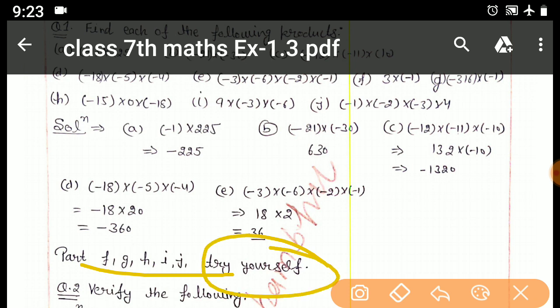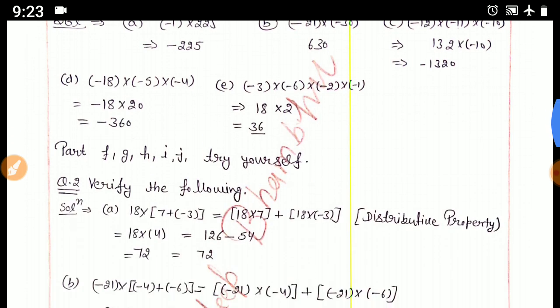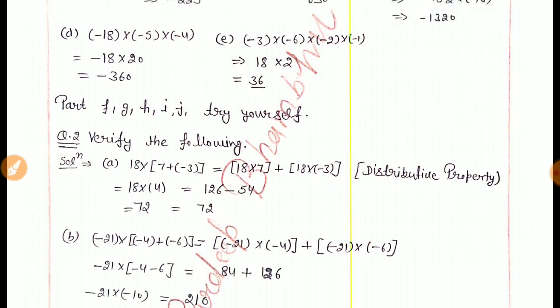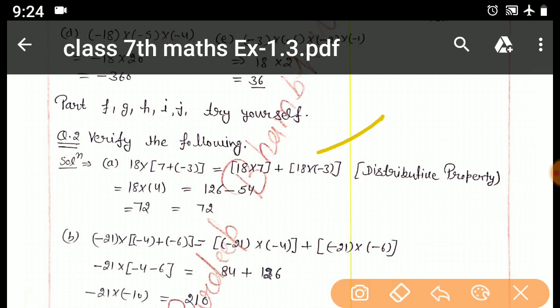Okay, understood? Next, question number 2. My dear students, be with me up to the last in this video. This is very interesting and very important for all of you. Now question number 2: verify the following. 18 multiplied by the quantity 7 plus minus 3, and 18 multiplied by 7 plus 18 multiplied by minus 3.